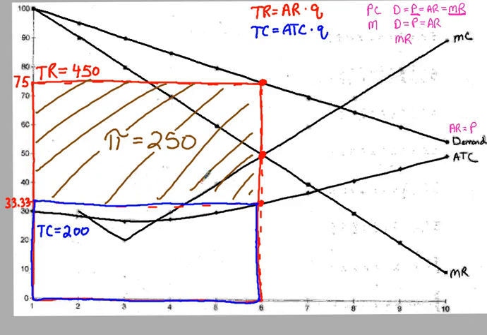We will talk in a later video, however, about how this creates all kinds of inefficiencies for society. All right, so there's our first try at drawing a monopoly graph. We'll draw some more monopoly graphs in some future videos.